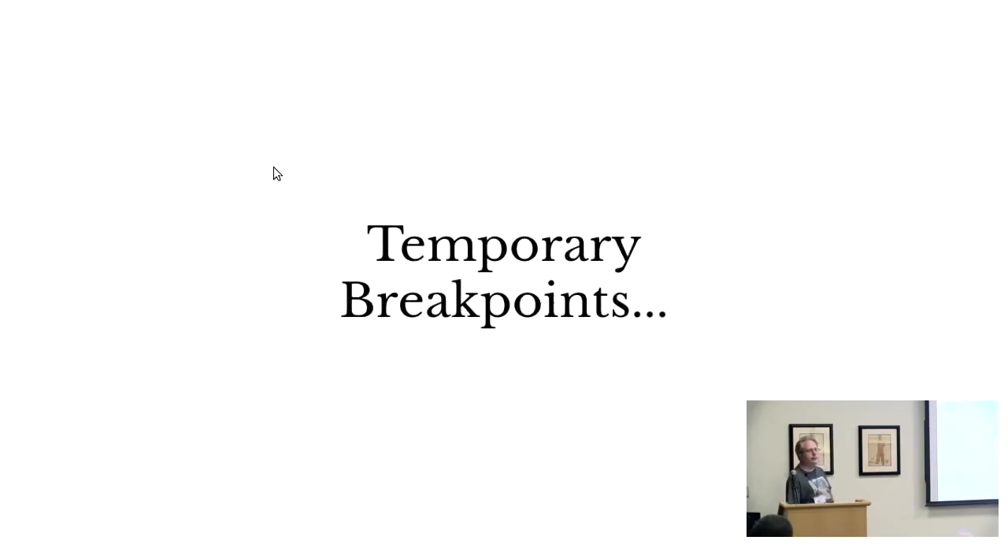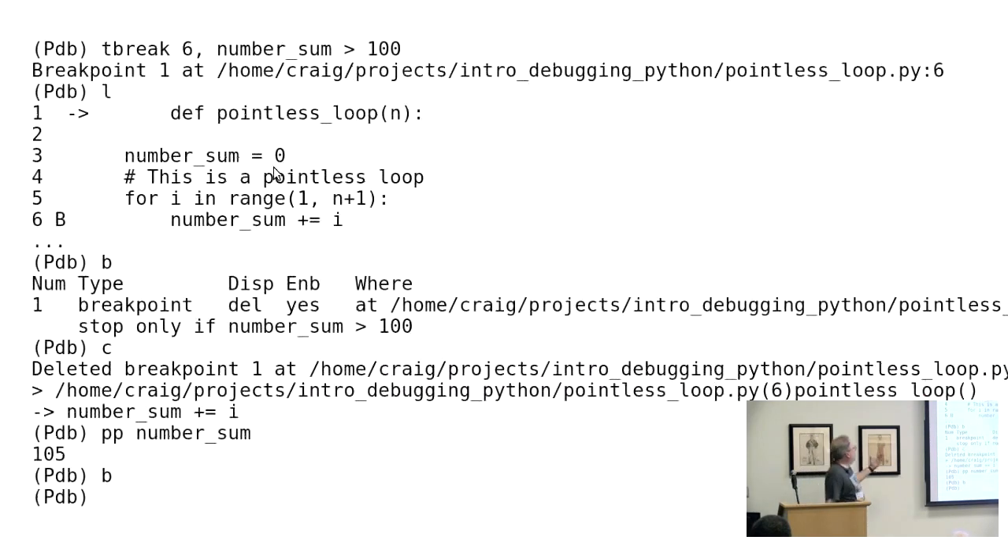There's also the idea of a temporary breakpoint. So let's say I wanted to, at number sum, hit it only once and then never hit it again. Don't tell me anymore, I've hit my point. Boom. Done. So I can do tbreak at line 6, tell it number sum greater than 100. Boom. So it will only stop if number sum is greater than 100, and it will delete it afterward. Still enabled, but it will delete when it's all said and done.